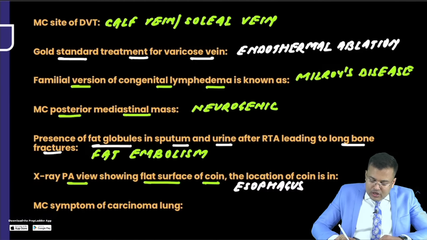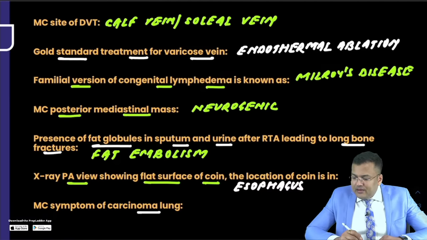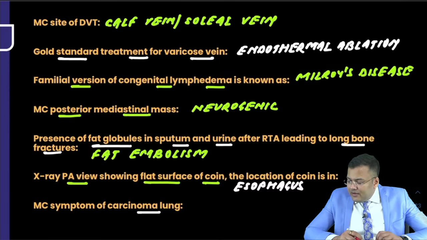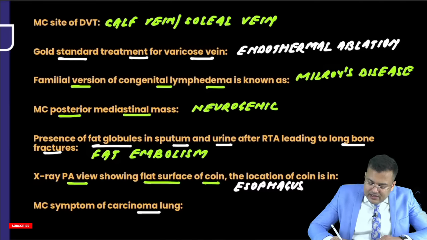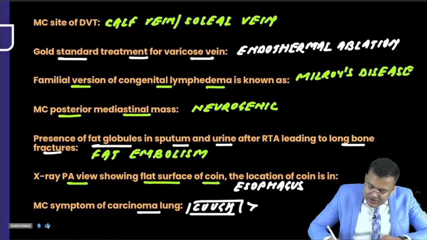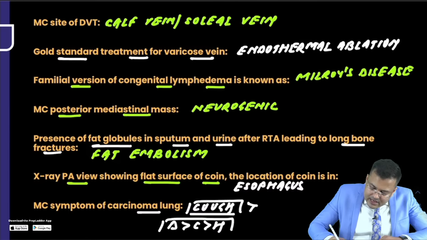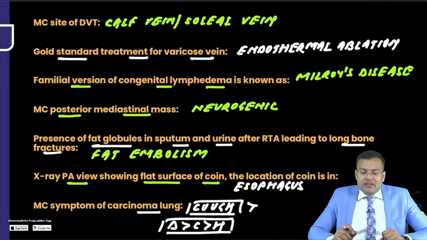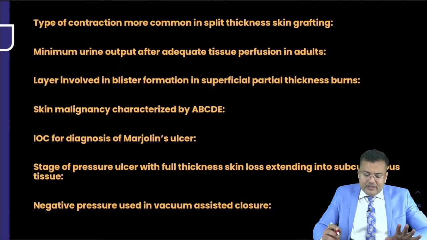Next, most common symptom of carcinoma lung. Tell me, guys. Let me see who is the first person to reply. Ashim Mushtaq, Uma, very good. Shitish, Vishal Roy, all of you are correct. It is cough followed by DCH. DCH means dyspnea, chest pain, hemoptysis. Clear, guys?